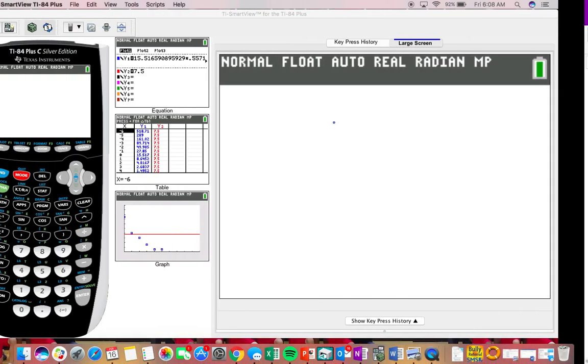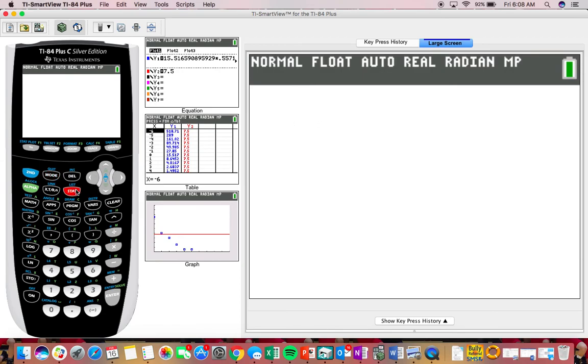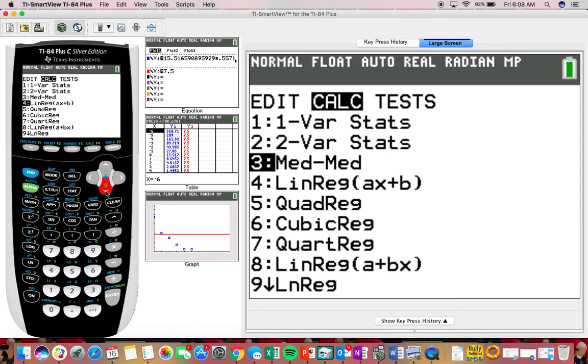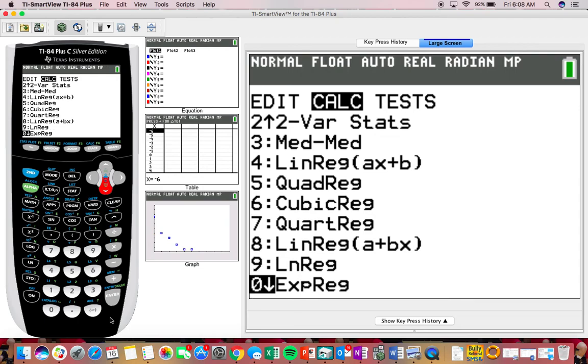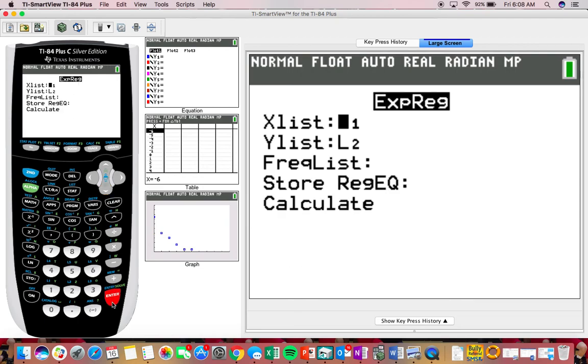So, what you're going to do, go to your stat, go to calc, and then go back to where it had the exponential regression. Now, when you press enter, the x list and y list are the same as last time. What we're going to do differently, though, is in the line where it says store regression equation, we're going to say that we want to store this into the line y1.